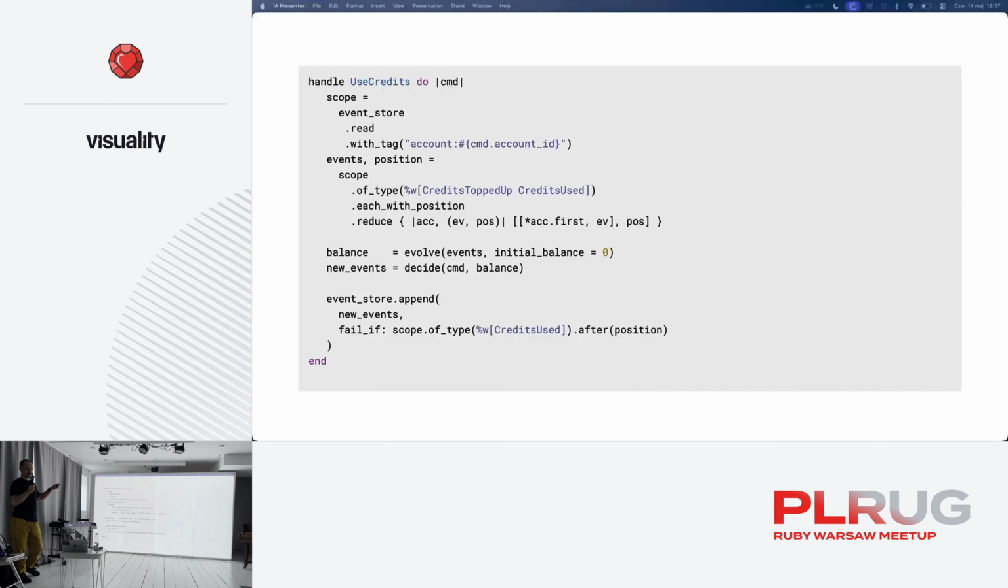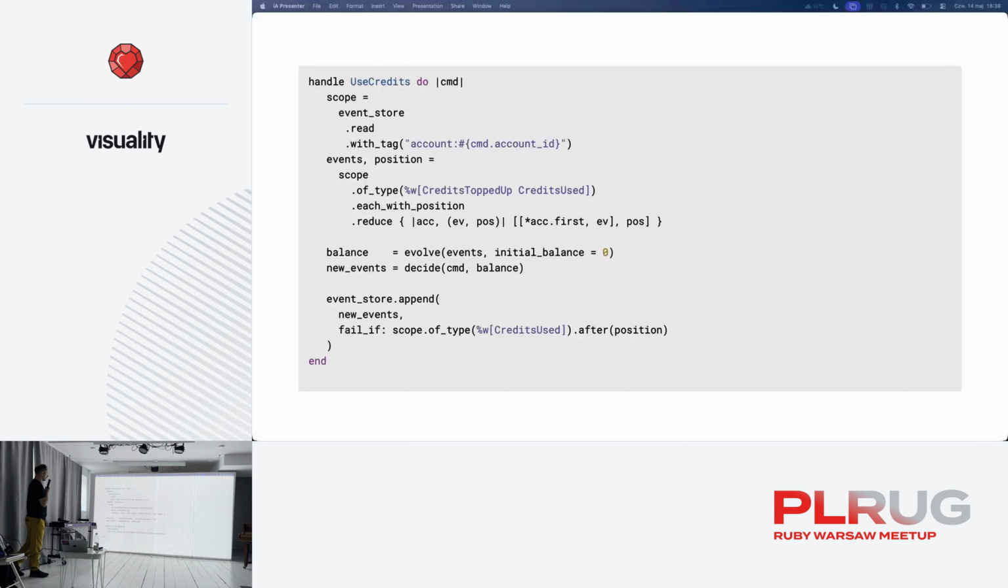Okay, so dynamic consistency boundary. Remember that we focus on the operation. The consistency boundary comes from the operation. So here we focus on an operation to use credits. There are three things to focus on: tags, types, and the append, which is a bit different from other event stores.